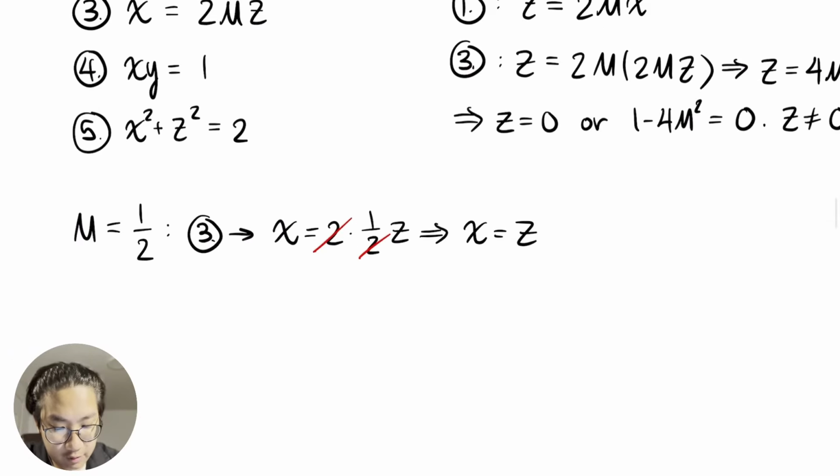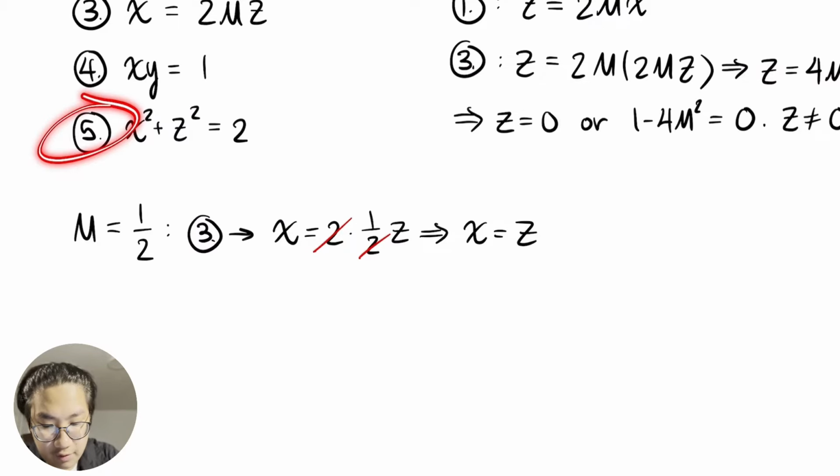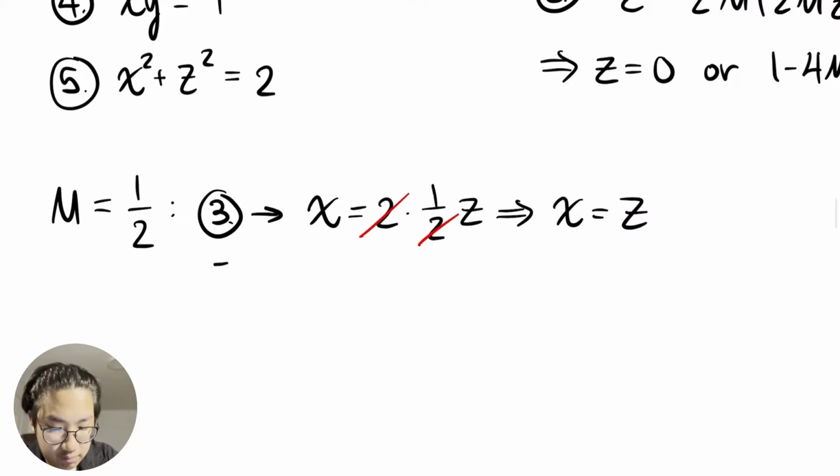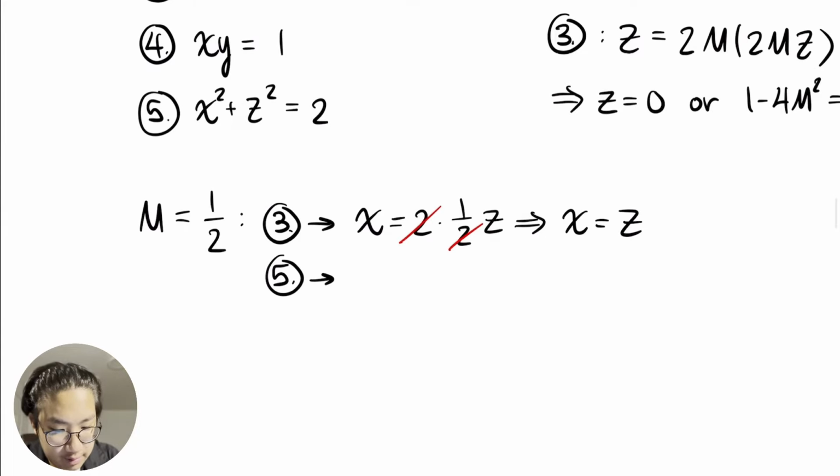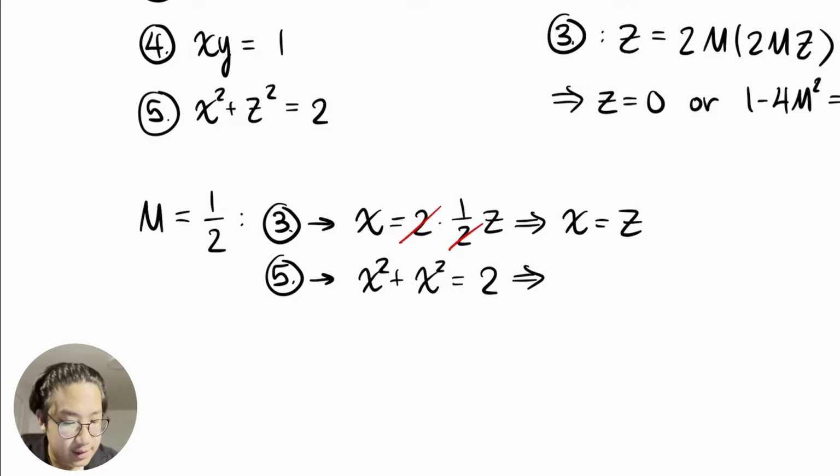And now using this information, we can then take a look at number 5. So from 5, we can plug this in, and then we get x squared plus x squared is equal to 2. This is obviously the same thing as just x squared is equal to 1, meaning x is equal to plus or minus 1.